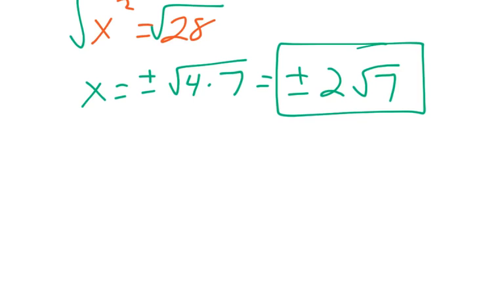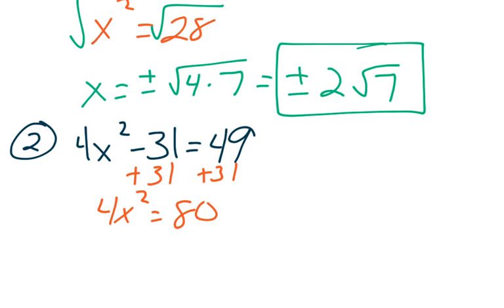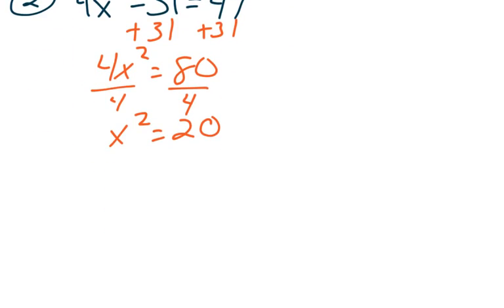Let's try another here. Number 2. 4x squared minus 31 is equal to 49. Okay, again, same rules. Get x squared by itself. Plus 31, plus 31. 4x squared is equal to 80. Divide both sides by 4. x squared is equal to 20. We need to square root both sides now to undo the square.